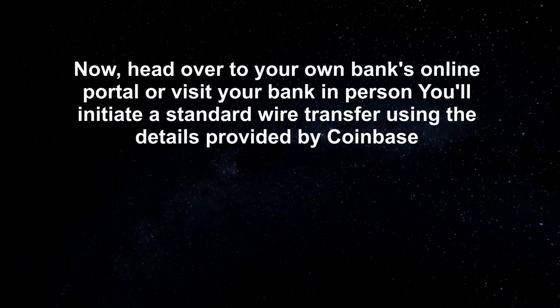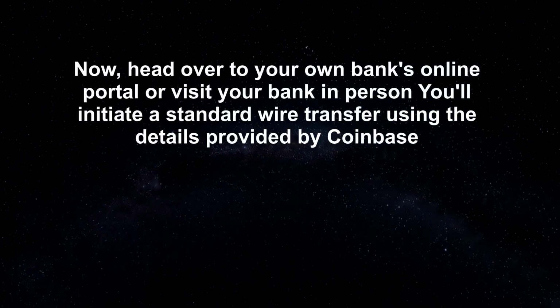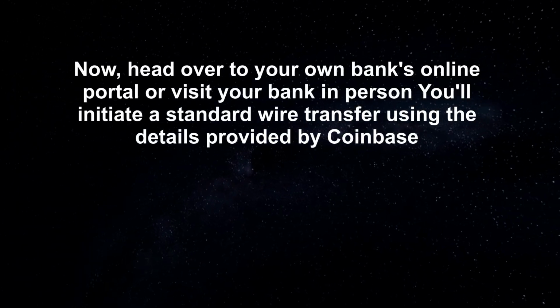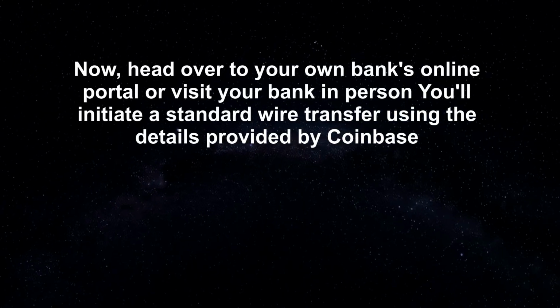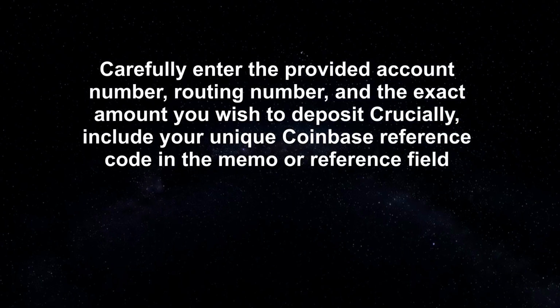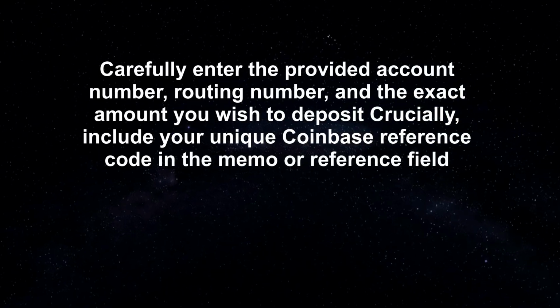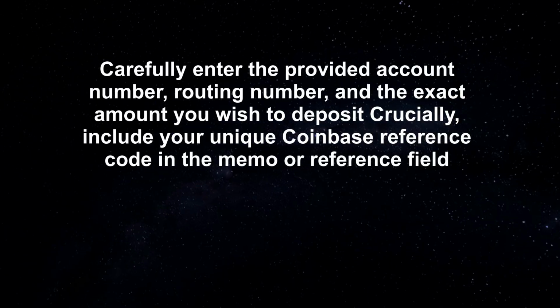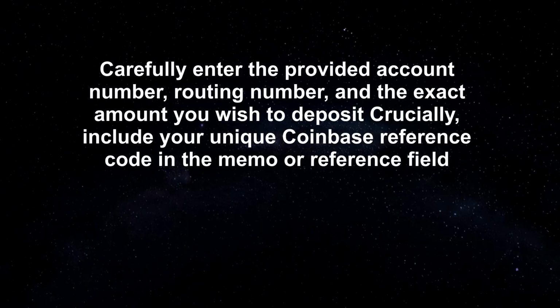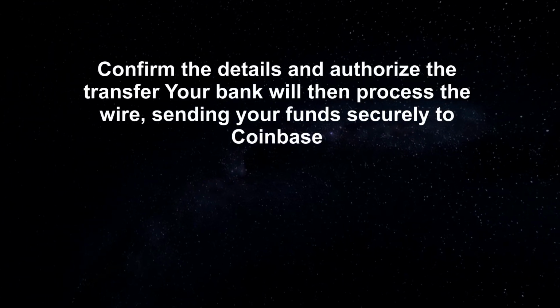Now, head over to your own bank's online portal or visit your bank in person. You'll initiate a standard wire transfer using the details provided by Coinbase. Carefully enter the provided account number, routing number, and the exact amount you wish to deposit. Crucially, include your unique Coinbase reference code in the memo or reference field. Confirm the details and authorize the transfer.